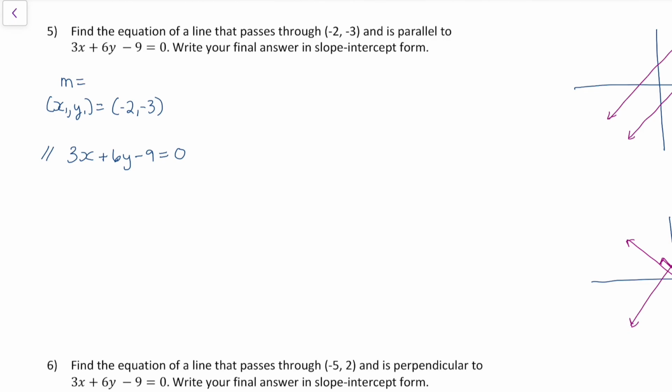To do that, I'm going to rearrange the equation into y equals mx plus b. So I'm going to get the y by itself. So I'm going to get rid of this 3x and this minus 9. So I'm going to do 6y equals minus 3x plus 9. So I've subtracted a 3x from both sides and added a 9 to both sides. So I get 6y equals minus 3x plus 9. And I'm going to divide by 6, and simplify.